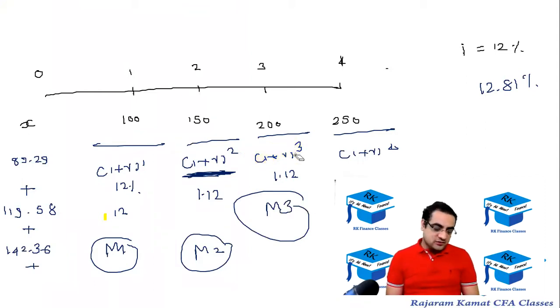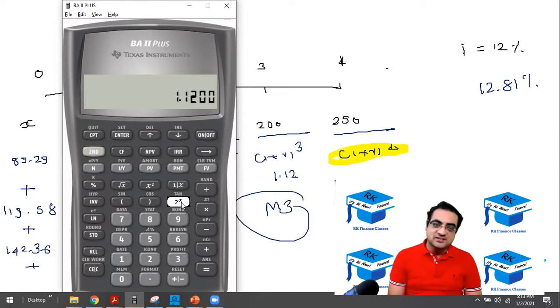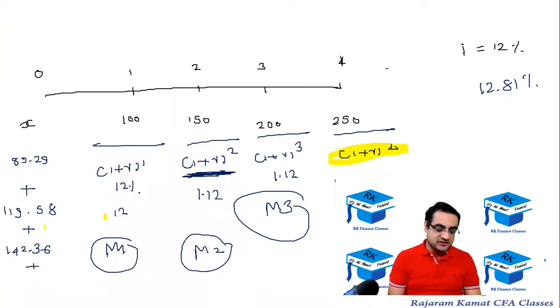Lastly, 1 plus r raised to 4, that's 1.12 raised to 4. For 1.12 raised to 4, just press y to the power x, that's raised to, and 4, equal to. So denominator done. 1.12 raised to 4 equal to, so denominator done. Take the inverse and press into 250. 158.88, so press store 4, 158.88.